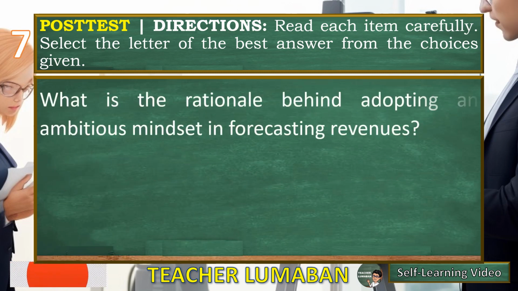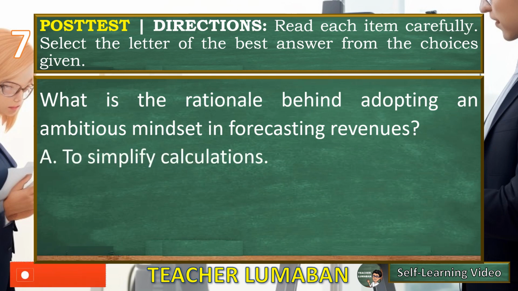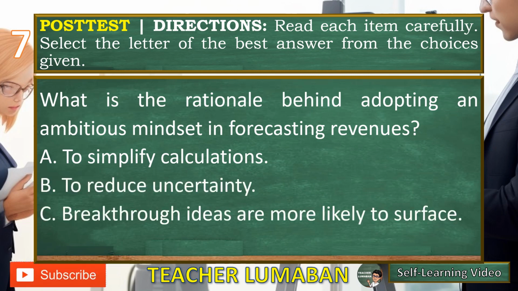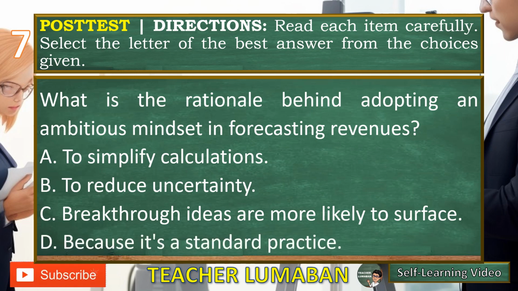What is the rationale behind adopting an ambitious mindset in forecasting revenues? A. To simplify calculations. B. To reduce uncertainty. C. Breakthrough ideas are more likely to surface. D. Because it's a standard practice.